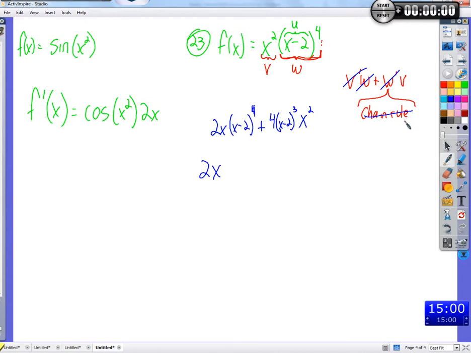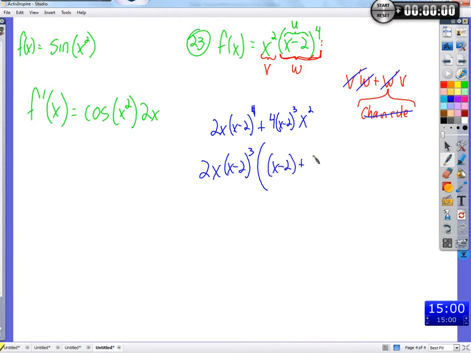Okay? And Sarah's saying we can factor out a 2 and an x. We could also factor out 3 factors of x minus 2, so x minus 2 cubed. Oh, I see. So we factored out a 2, factored out an x, factored out 3 of these, so we're just left with x minus 2.